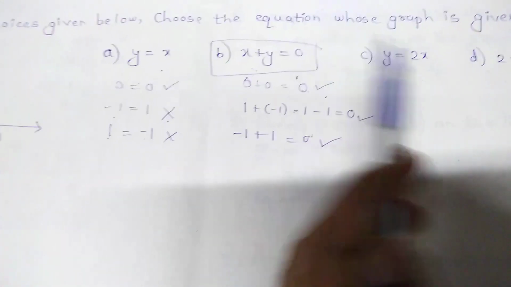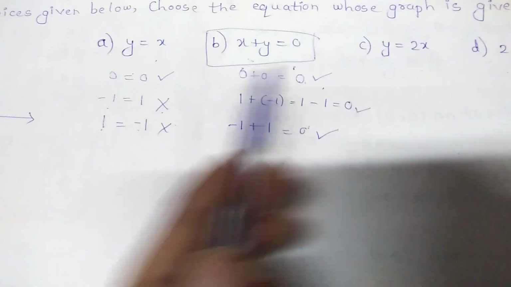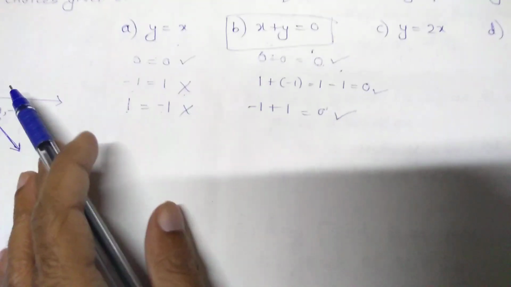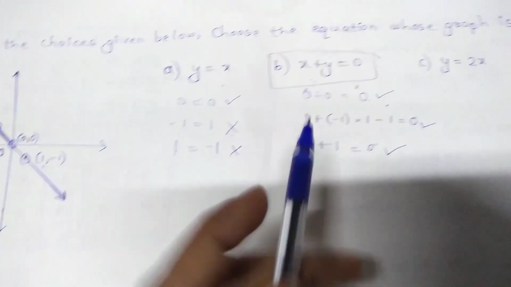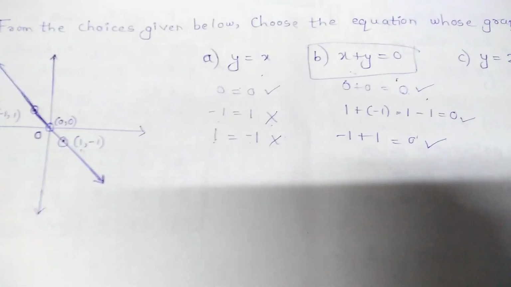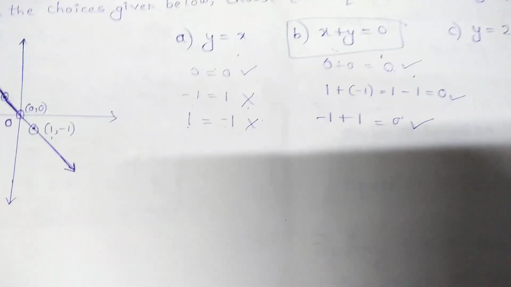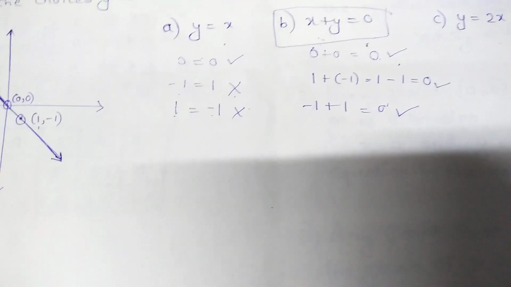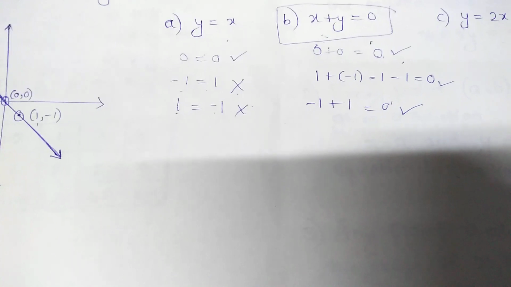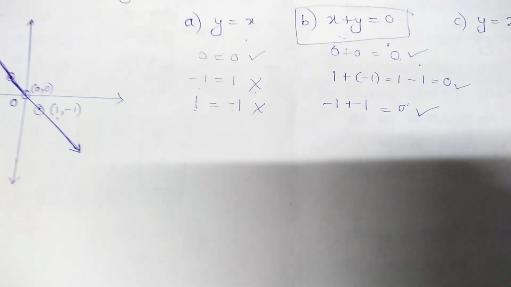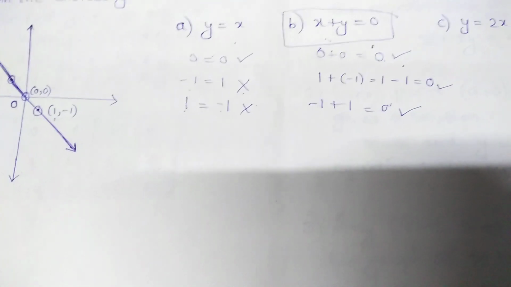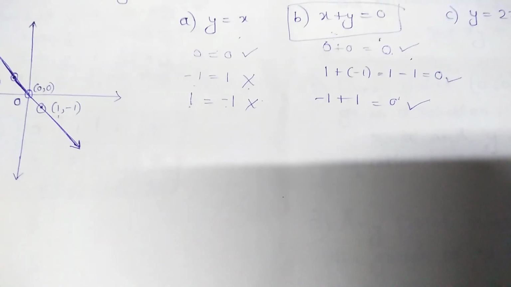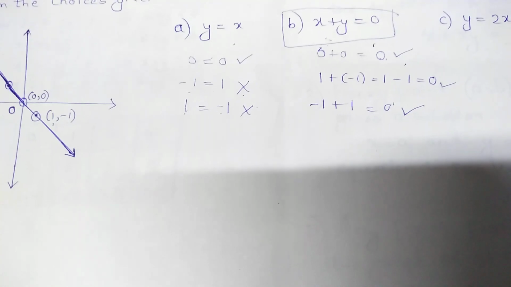If you want to verify whether the graph of the others is this or not, you can verify. So these are the problems that were related to the linear equation in 2 variables, that is, related to the graph of the linear equation in 2 variables. So your homework is you have to complete exercise 4.3 and revert back to me with the answers.